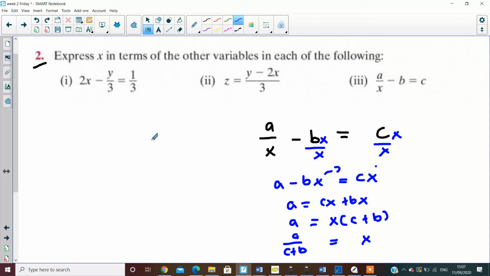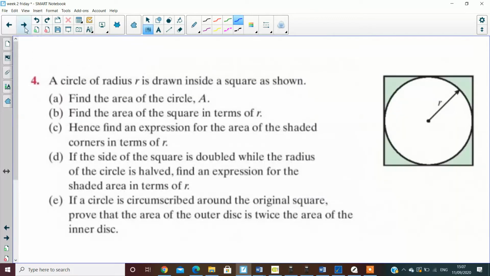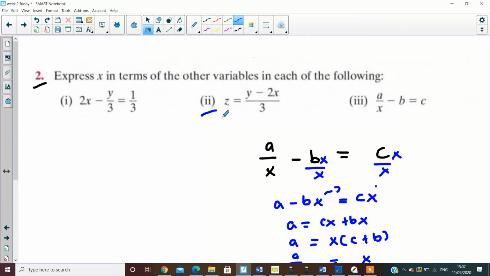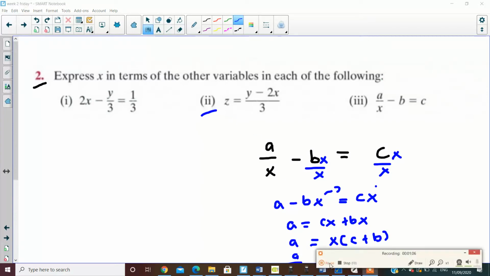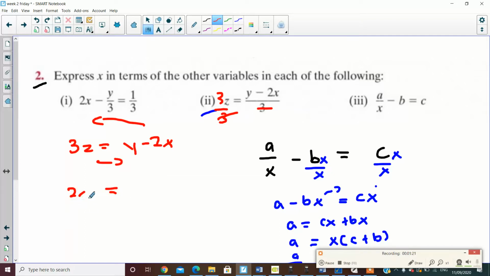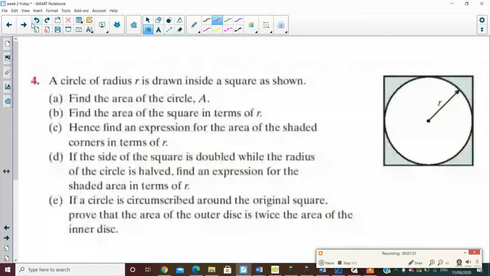So we're going to move on. Is that all right? Awesome. Actually, maybe not. Try part 2 before we move on. Probably most of us have it done already. 3 top and bottom. 3's cancel. 3z equals y minus 2x. Bring the 2x to the left, the 3z to the right. 2x equals y minus 3z. x equals y minus 3z over 2. Happy days? All right. Question 4.